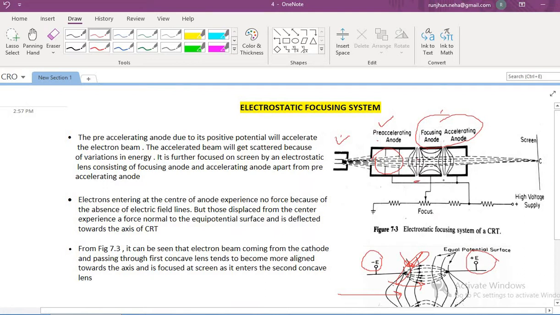each junction between the two cylinders acts as a concave lens with equipotential lines. So, the electron beam from the cathode passing through this first electrostatic lens assembly will be more aligned towards the axis and will be focused onto the screen as it passes through the second electrostatic lens assembly. This is how the focusing is achieved with the help of the electrostatic focusing system.